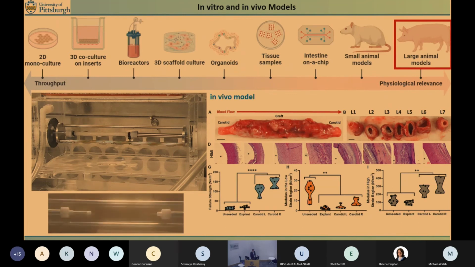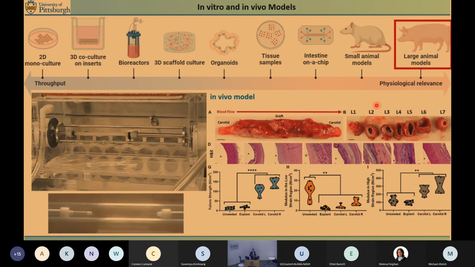But we were able to move forward with that, and we did implant it. It was actually into sheep as a carotid interposition graft, and you can see here the graft after 10 weeks in vivo compared to the native carotid. And what we did see was that you were getting appropriate cellular infiltration, you were seeing proper deposition of matrix proteins, and that there was actually a difference in the mechanical properties here.